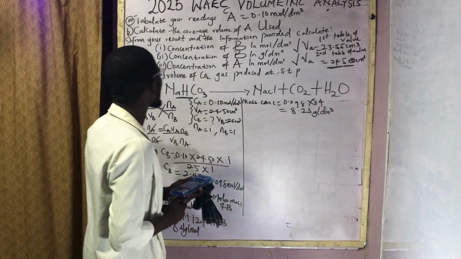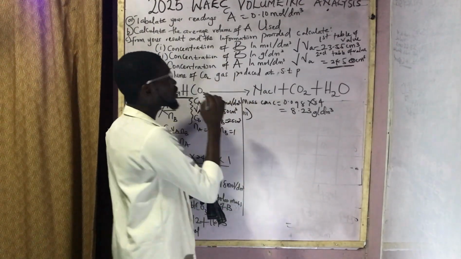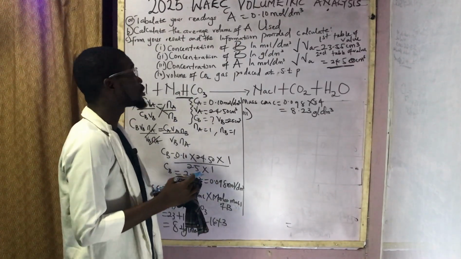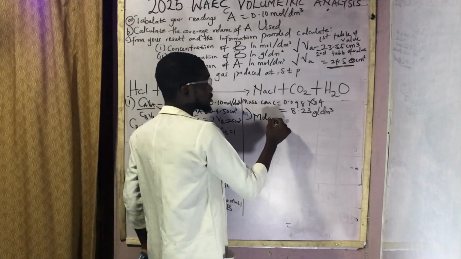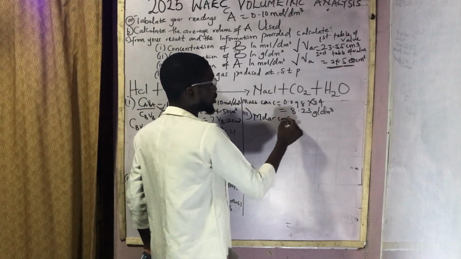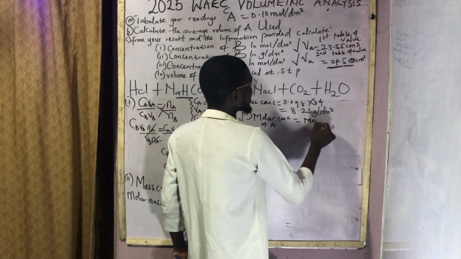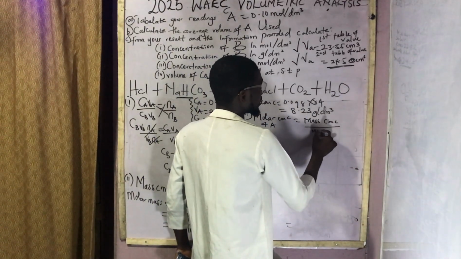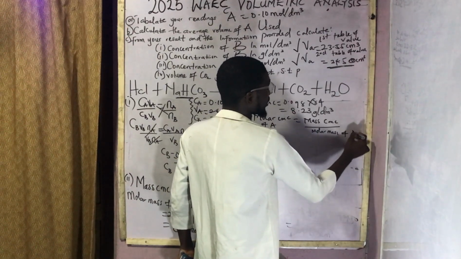So let's take the third one, concentration of A in mole per dm cube. If you have to calculate the concentration of A in mole per dm cube, you can introduce that formula I mentioned earlier: molar concentration of A equals mass concentration divided by molar mass of A.